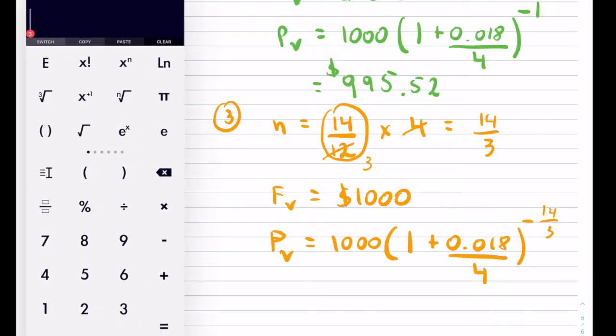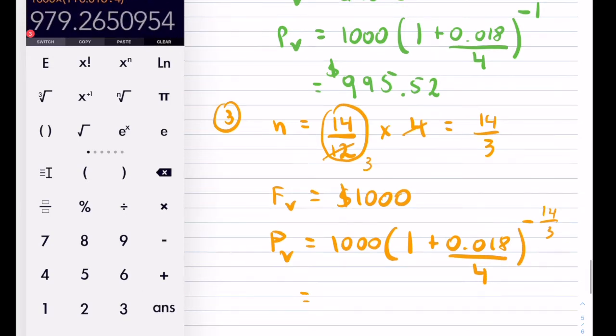So let's put it in. So I have 1,000 times 1 plus 0.018 divided by 4 to the exponent. Don't forget your negative. Now I'm going to put it in brackets. So 14 divided by 3. Hit equals. And it should again be less. Now, depending on your calculator, if you're using a scientific one, you have to be careful on how you input these in. So now I have all of these.